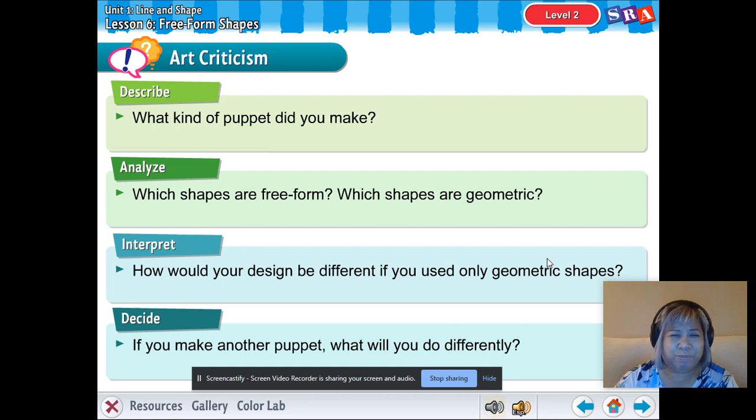What kind of puppet did you make? Which shapes are freeform? Which shapes are geometric? How would your design be different if you used only geometric shapes? If you make another puppet, what will you do differently?